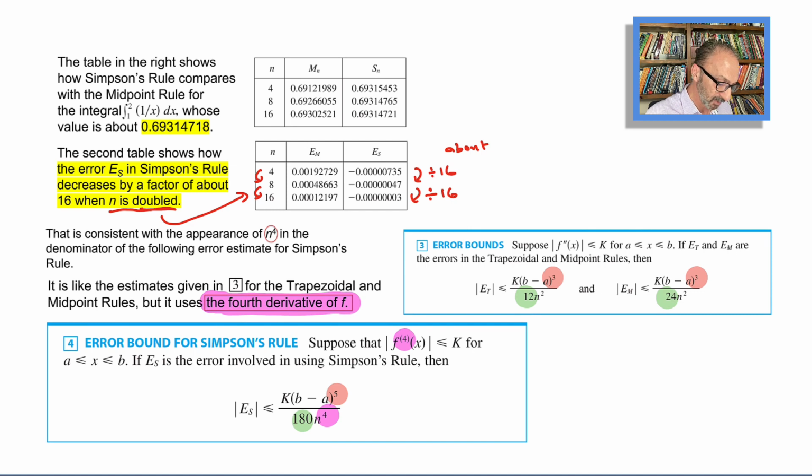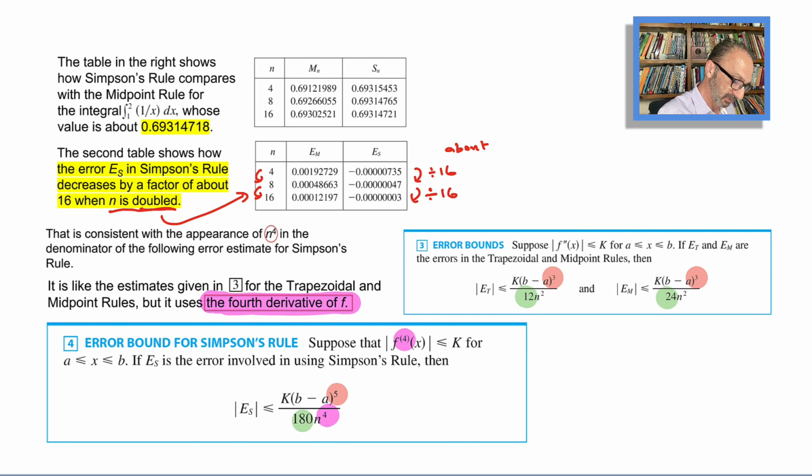The error bound for Simpson's Rule is written down below, but notice I have the highlights for you to save some time. It shows the following. One thing is mentioned on top. By the way, the second table shows how the error E sub S in Simpson's rule decreases by a factor of about 16 when n is doubled.